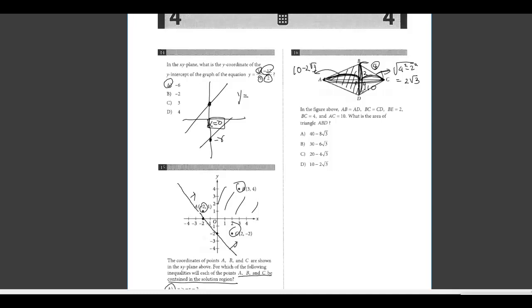Now the base is what? Twice of this is 4, right? 2, another 2 here. So 4 times 10 minus 2 root 3. That's the height, but we need to divide by 2. This 2 is out. Simplify: 20 minus 4 root 3. Okay, choice C is the answer.